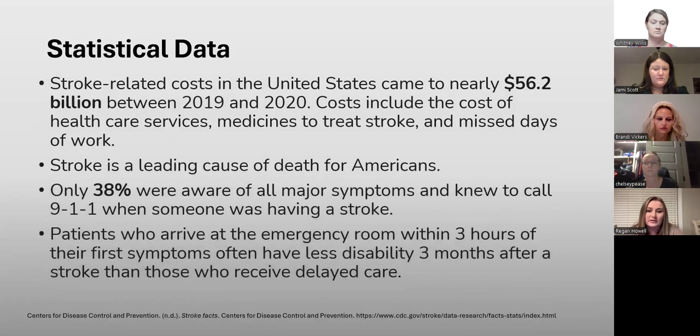Stroke-related costs in the US came to nearly $56.2 billion in 2019 and 2020. And this cost includes the cost of healthcare services, medicines required to treat the strokes, because TPA is very expensive, and missed days of work. Stroke is a leading cause of death for Americans, and only 38% were aware of all major symptoms and knew to call 911 when someone was having a stroke. So this means that knowing the signs and symptoms of strokes and the prevention is key. Patients who arrive at the ED within 3 hours of their first stroke symptoms often have less disability after a stroke than those who receive delayed care.